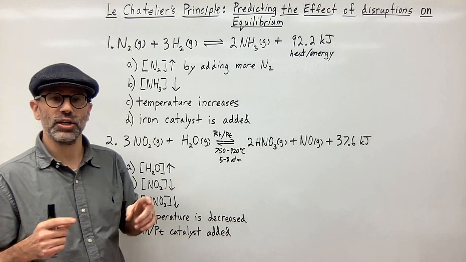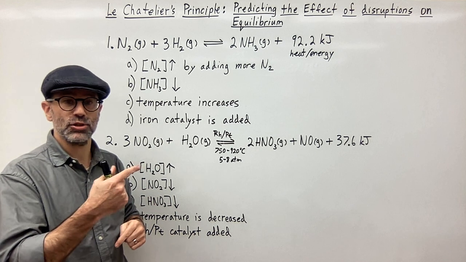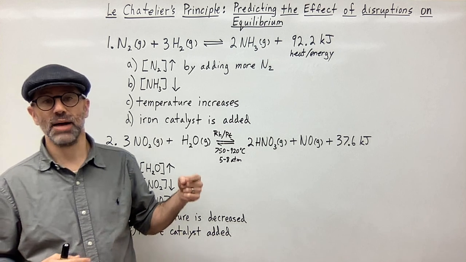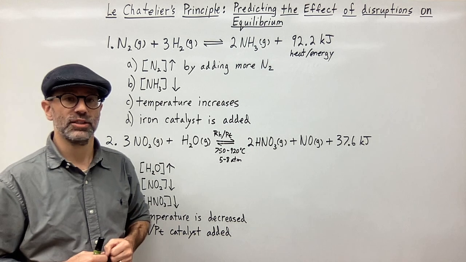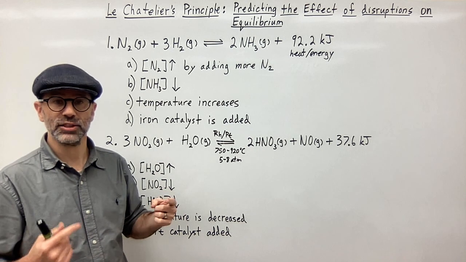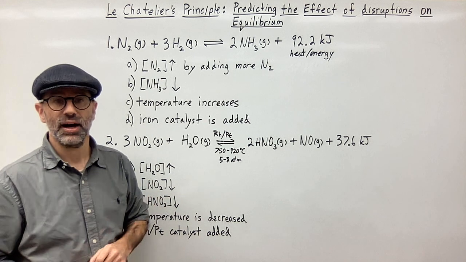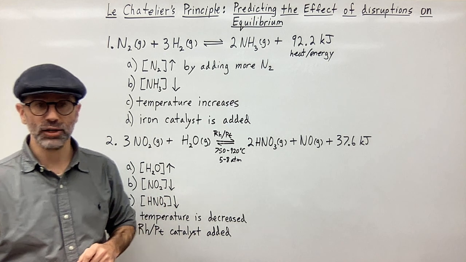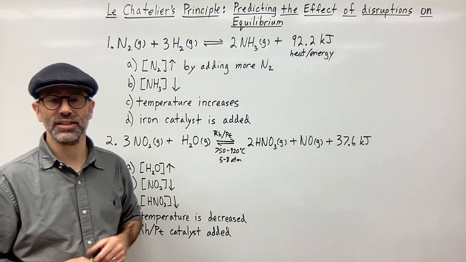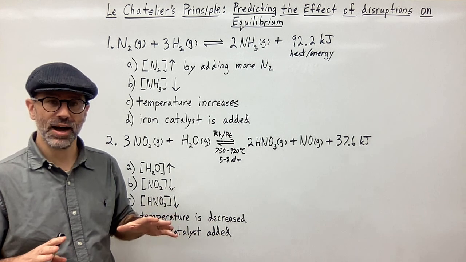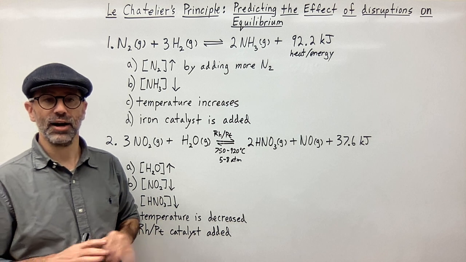It's going to cause the reverse reaction to speed up at the same time that it causes the forward reaction to speed up. So both reactions, forward and reverse, speed up at the same time, and so you reach equilibrium quicker. So that's how catalysts work. So no effect on the equilibrium constant at all.